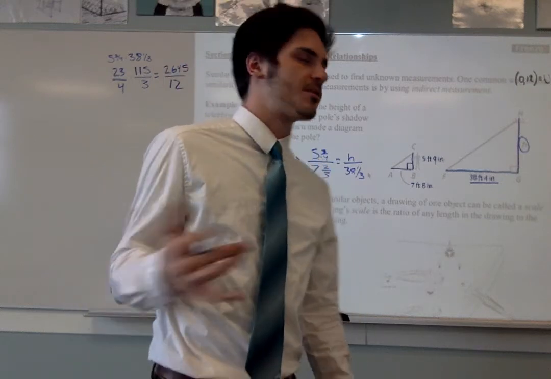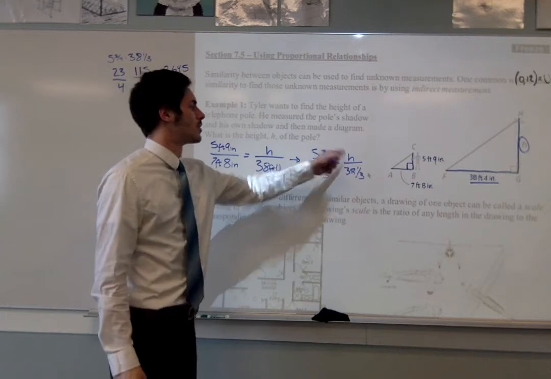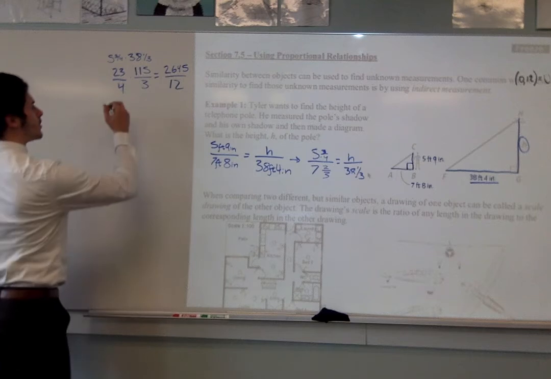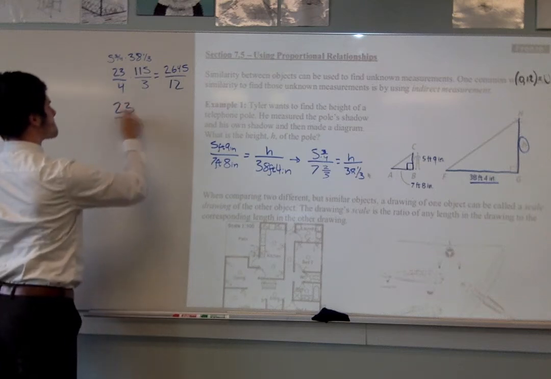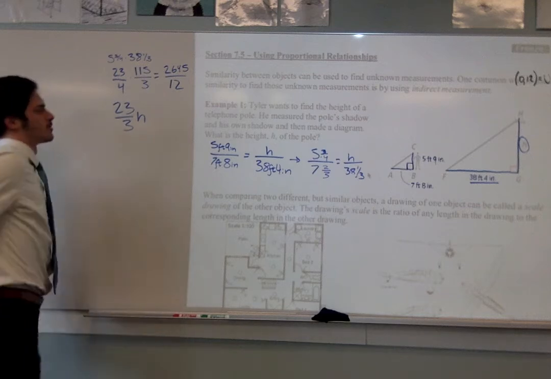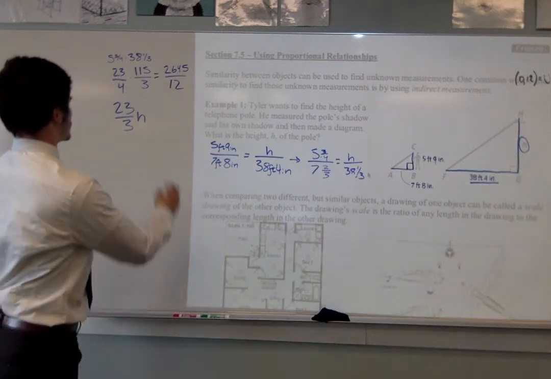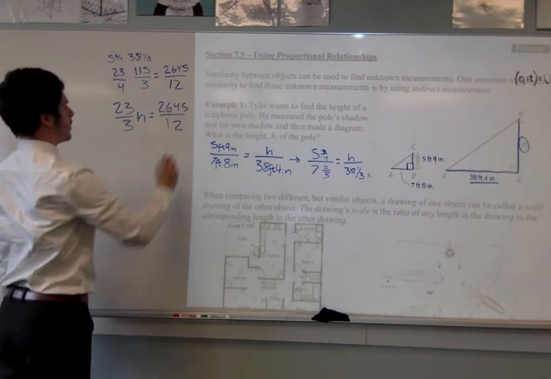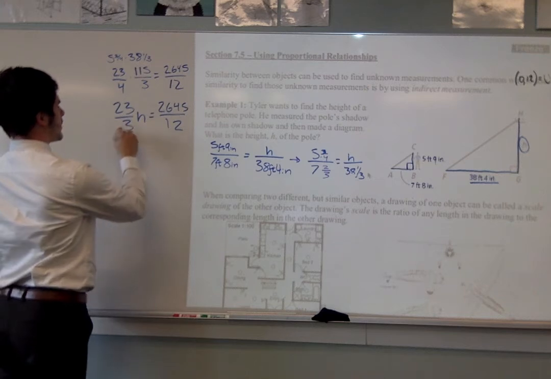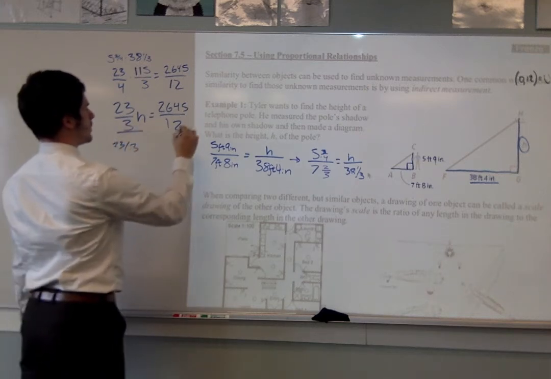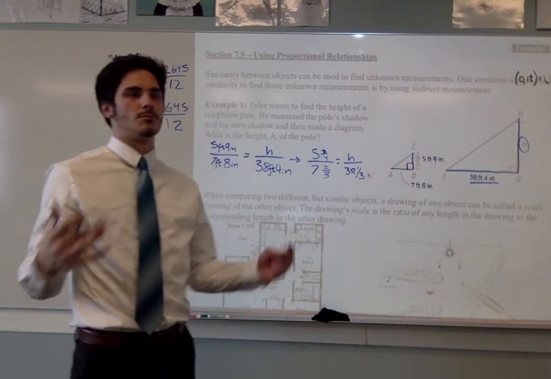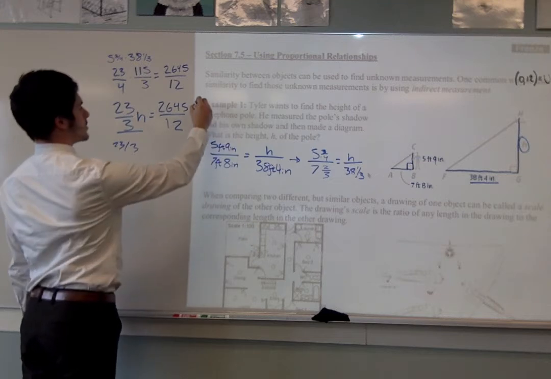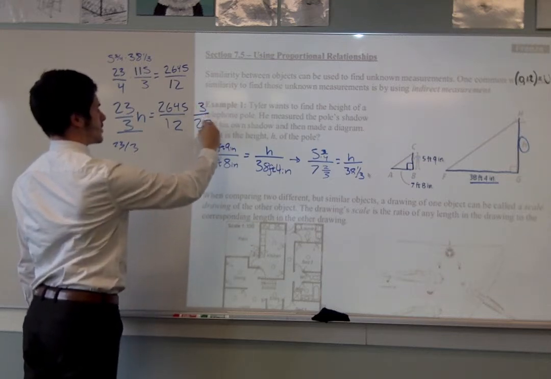And then we've got to do cross multiplication with the other ones. So we've got 7 2/3 times h. Improper fraction of that is going to be 23/3. So 23/3 times h, and that's equal to 2,645 over 12. And the way we do this is divide by 23/3. Dividing by 23/3 is the same as multiplying by the reciprocal, so that's the same as multiplying by 3/23.